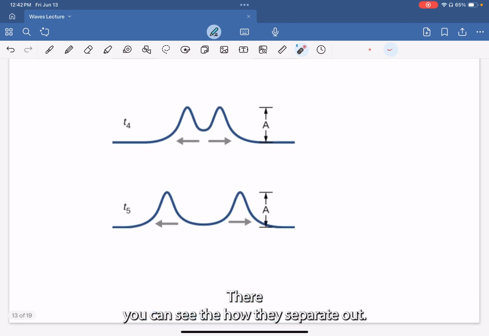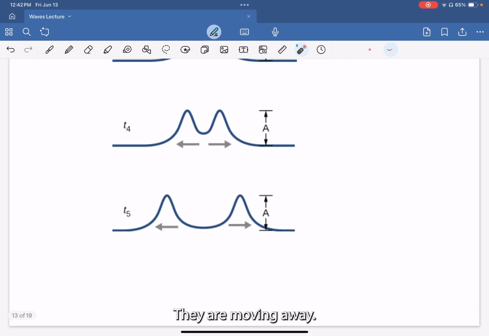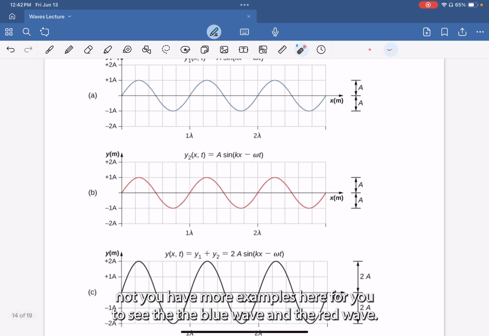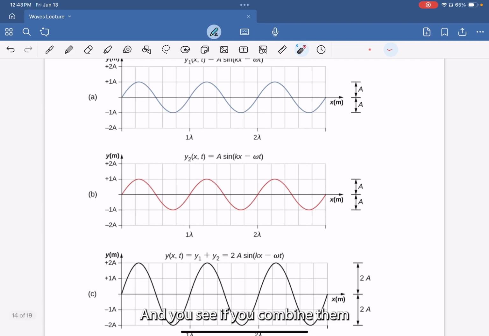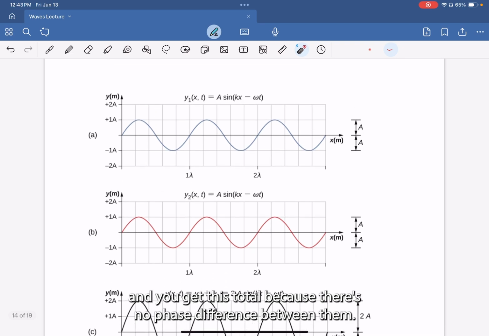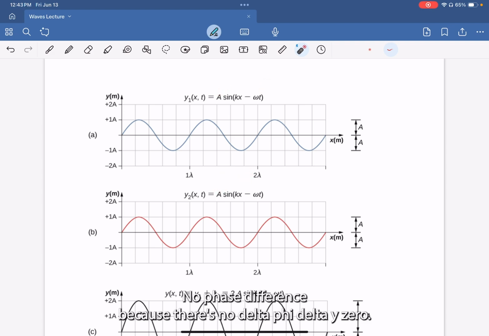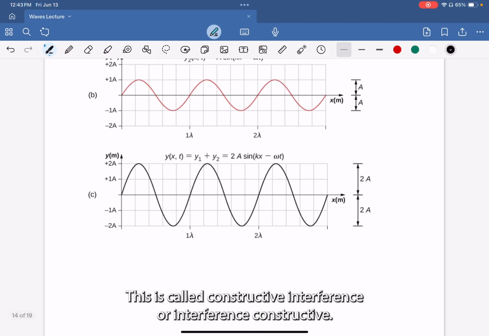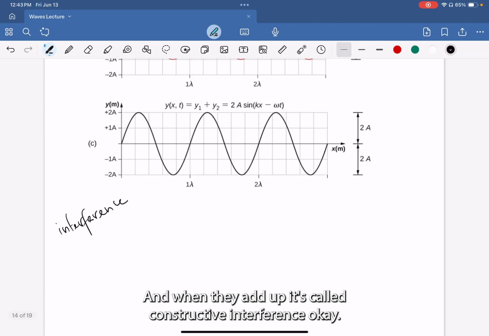There you can see how they separate out. You have those two pulses coming in, they become like that, and then they become like this. They're moving away. So it's two pulses that is shown there. Hope that makes sense. And if it did not, you have more examples here for you to see, the blue wave and the red wave. If you combine them, you get this total wave because there's no phase difference between them. You know what's interesting here? Their amplitudes are the same, the phase is the same, delta phi is 0. So when you add them up, what you're getting is this wave. This is called constructive interference. When they cancel out, it's called destructive, and when they add up, it's called constructive interference.